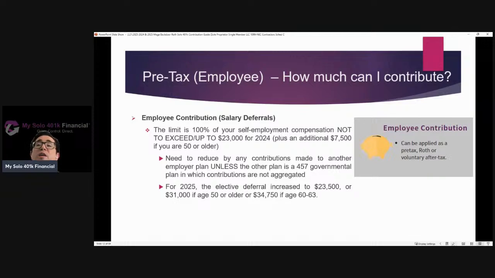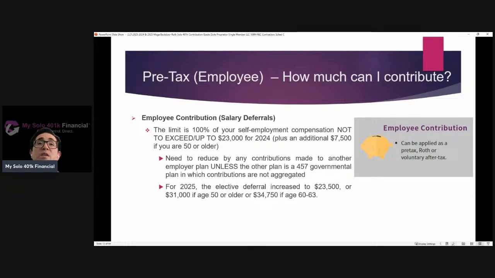For 2025, that limit increases to $23,500, or $31,000 if they're age 50 or older, or $34,750 if they're age 60 to 63. This is where that super catch-up and those catch-up contribution limits come into play. Now, it's important to recognize that the employee limit applies at the employee level. So you need to reduce how much the individual can contribute to the solo 401k by contributions made to another plan, like a day job plan.